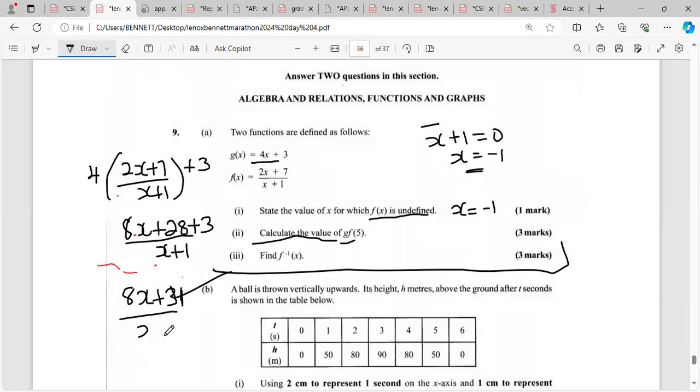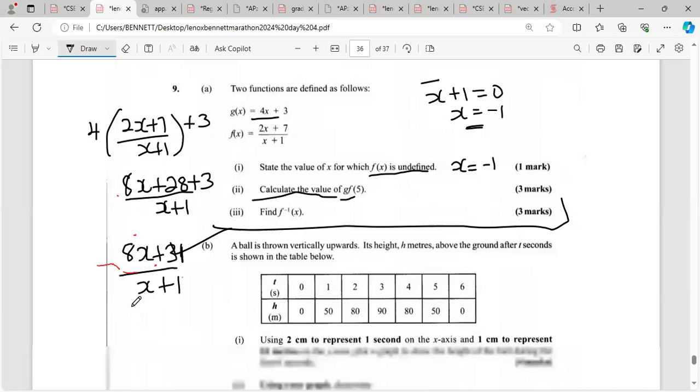But remember what they want. They want you to plug in 5 where x is. So you just plug it in, guys. 8 times 5, anywhere you see x you have to put 5, plus 31, and then 5 plus 1. So 8 times 5 is 40, plus 31, and then 5 plus 1 is 6. So that was 71 over 6.